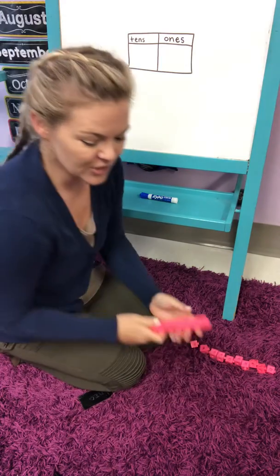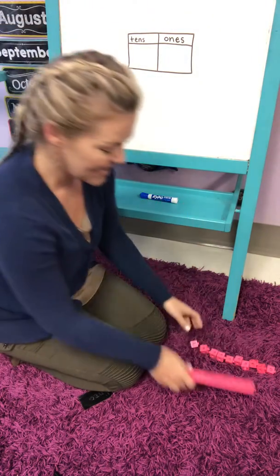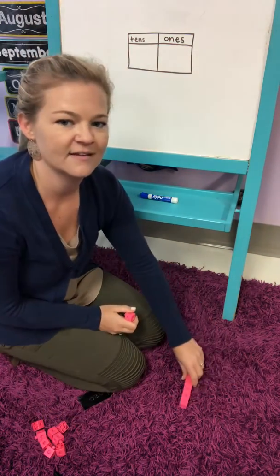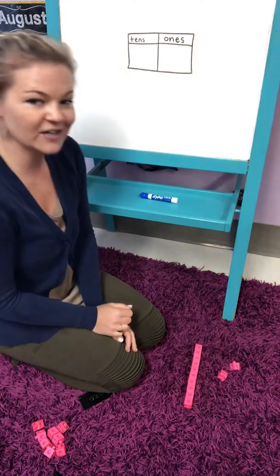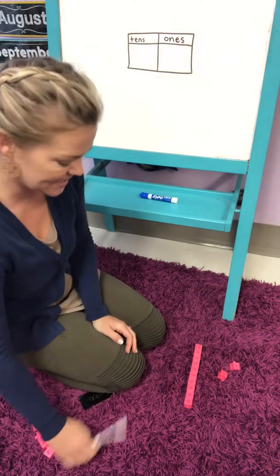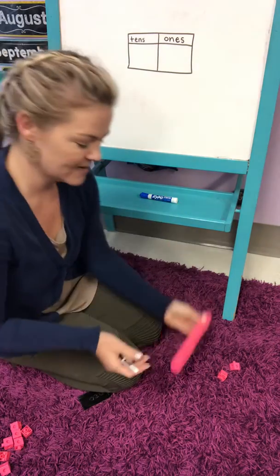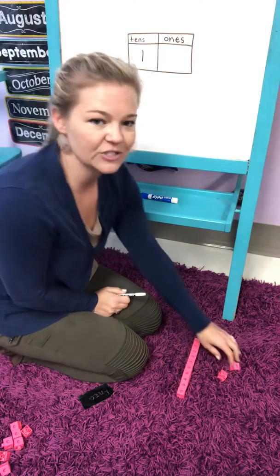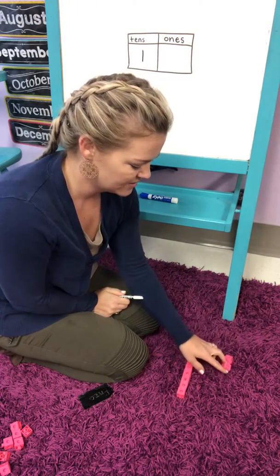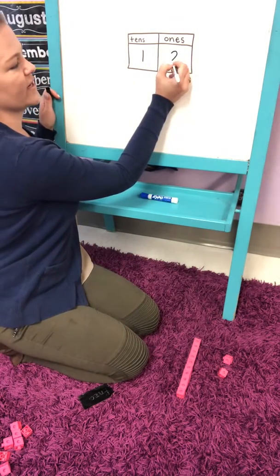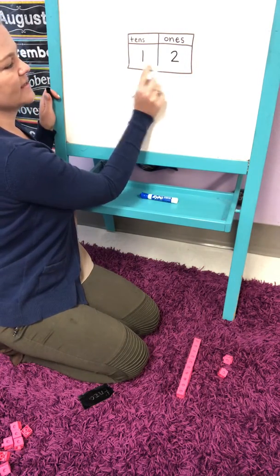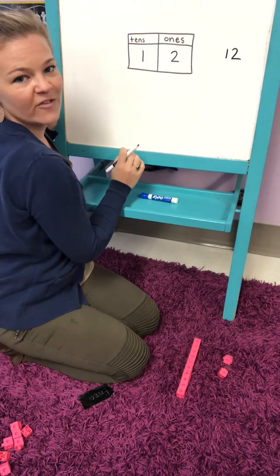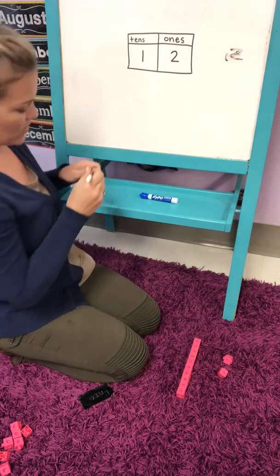All right, so if I have one group of 10 and I want to add some more blocks to it. Now I have one group of 10 and I have 2 extra blocks. What would that be? Let's see. I've got how many groups of 10? One group of 10. So I'm going to write one group of 10. Let's see how many extra ones I have. 1, 2. I have 2 extra ones. So a 1 in the tens place, a 2 in the ones place. So that would be the number 12. I have 12 blocks.